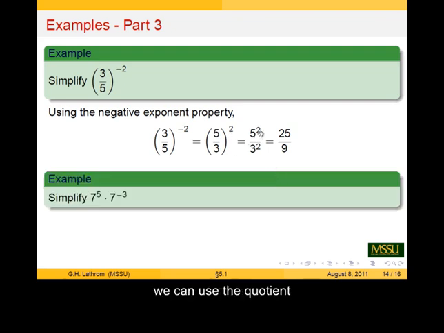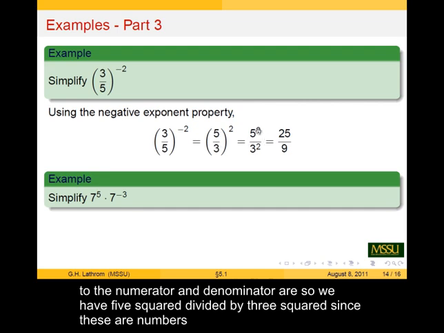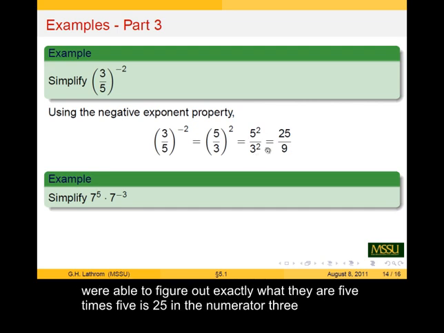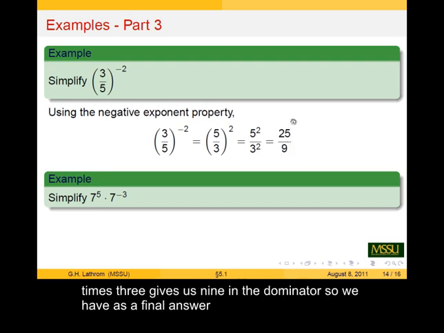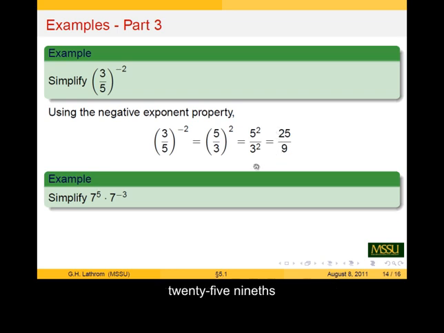Now we can use the quotient to a power property so that the power distributes to the numerator and the denominator. So we have 5 squared divided by 3 squared. Since these are numbers, we're able to figure out exactly what they are. 5 times 5 gives us 25 in the numerator. 3 times 3 gives us 9 in the denominator. So we have, as a final answer, 25/9.